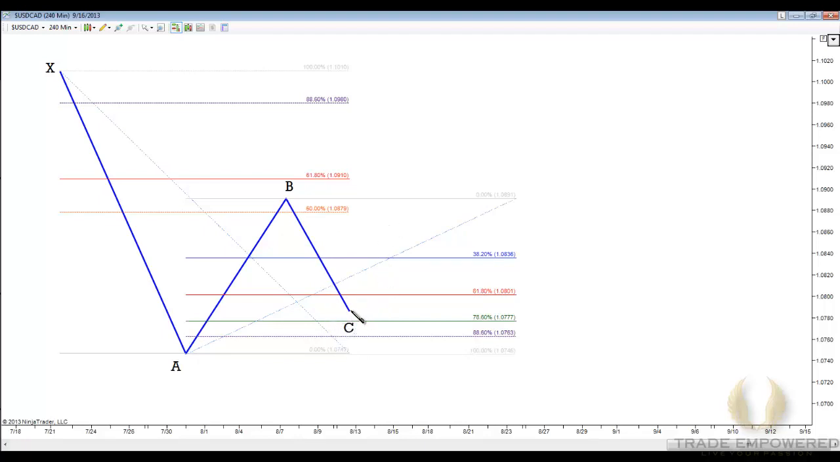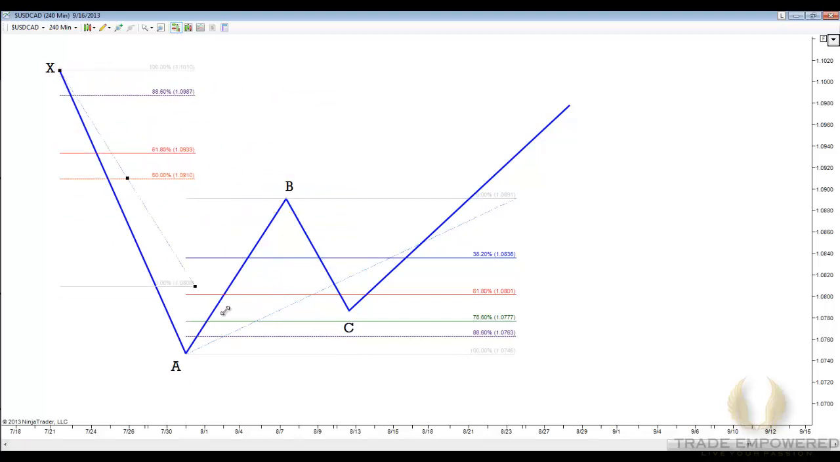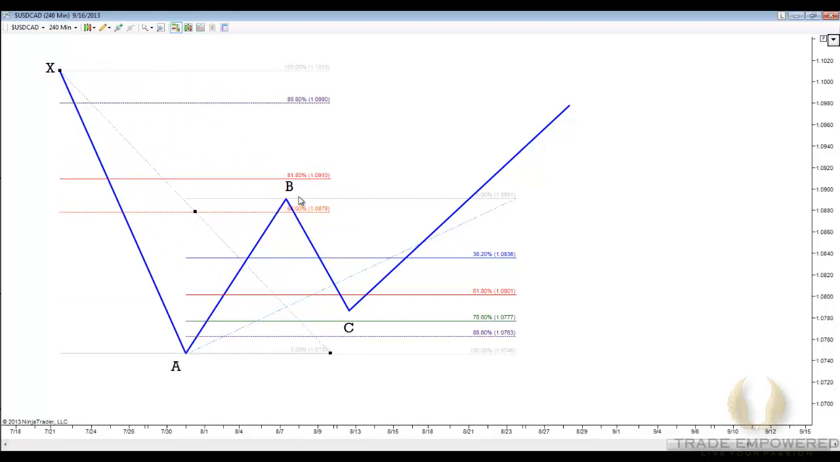For our bat pattern completion, for the completion of our final leg, our D point, pretty simple. We're looking for our bat pattern to complete at an 886 retracement from X to A. So the original Fibonacci retracement we drew on from our X to A leg, the one we used to measure out our B leg, we're looking for a completion at that 886 mark to have a valid bat pattern completion.